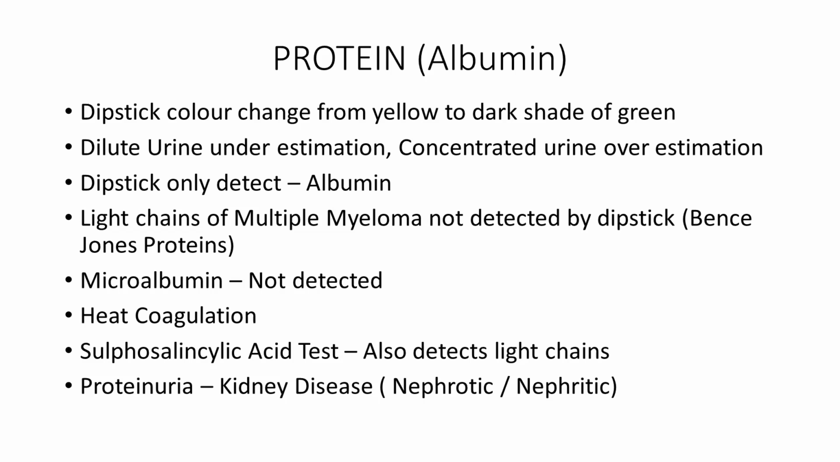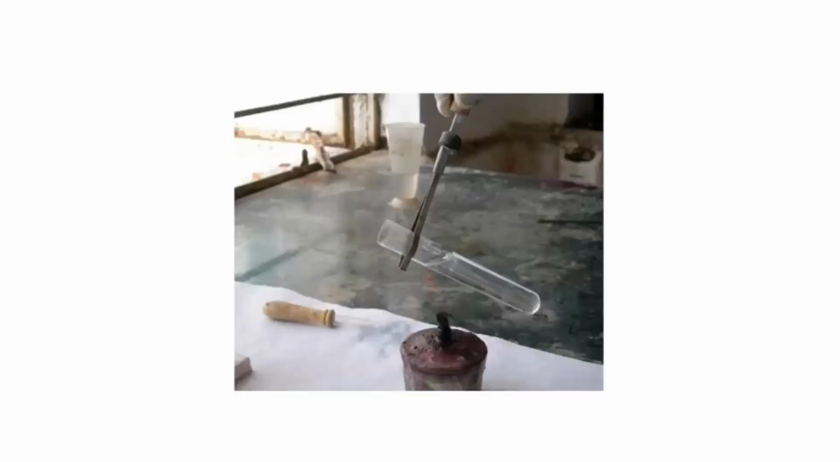Albumin can easily be checked by heat coagulation, just by heating the urine. If there is a precipitate, it means albumin is present. But the confirmatory test is the sulfosalicylic acid test. It also detects the light chains of multiple myeloma. And whenever proteinuria is present, most of the time it is renal involvement, may it be nephrotic or nephritic. This is how you check protein in the urine by heating the urine.